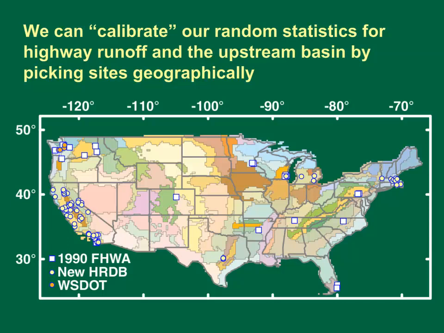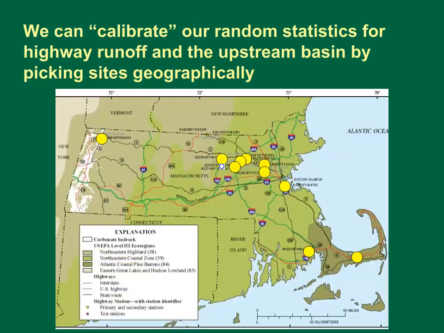This map shows the 117 highway study sites in version 1 of the highway runoff database. We continue to add additional highway runoff data in cooperation with the Federal Highway Administration and state DOTs. Version 1.1 of the highway runoff database, published in 2019, has 242 highway sites across the country. We also have cataloged water quality data from about 330 urban runoff BMP monitoring sites and 25,000 receiving water sites across the country. We can calibrate our random statistics for highway runoff in the upstream basin by picking sites geographically.